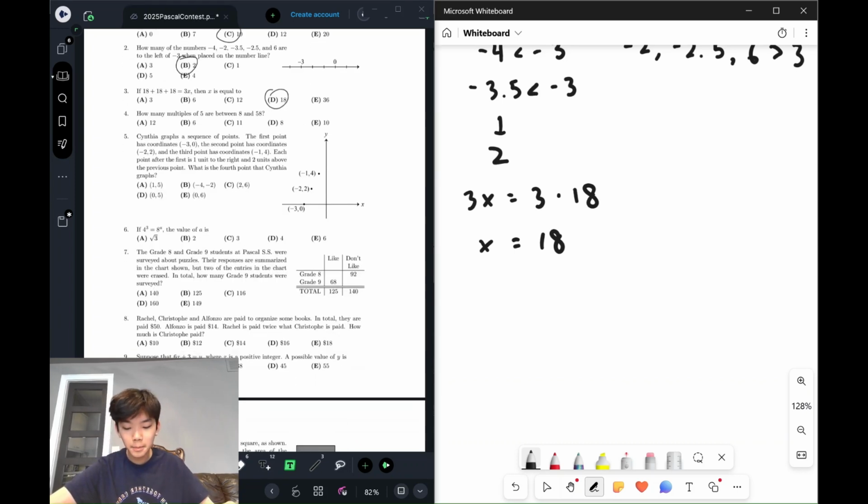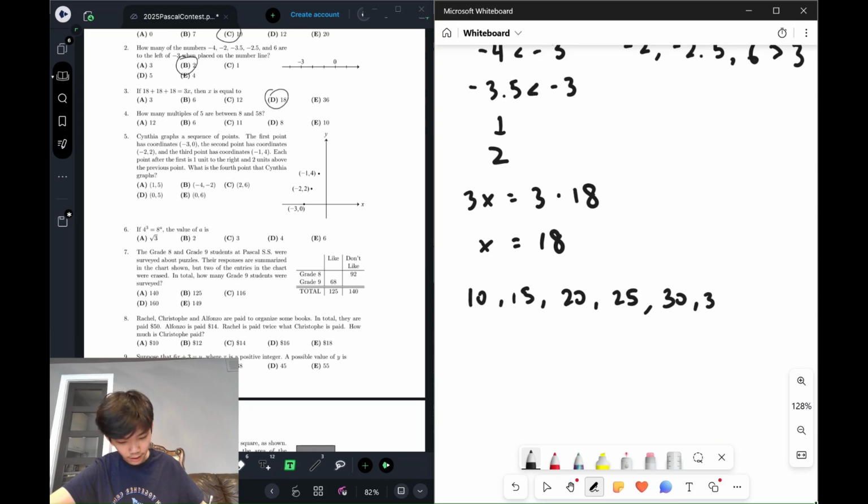Question 4 asks us how many multiples of 5 there are between 8 and 58. Between 8 and 58, the multiples of 5 are 10, 15, 20, 25, 30, 35, 40, 45, 50, and 55. There are 1, 2, 3, 4, 5, 6, 7, 8, 9, 10 of these.